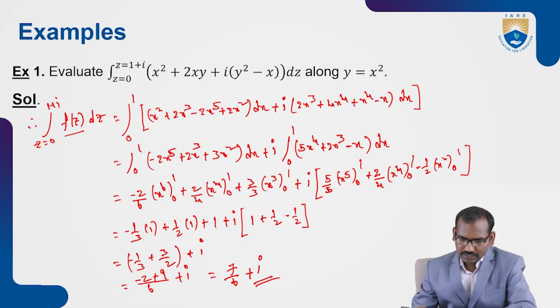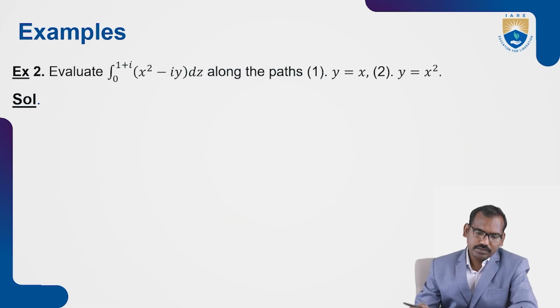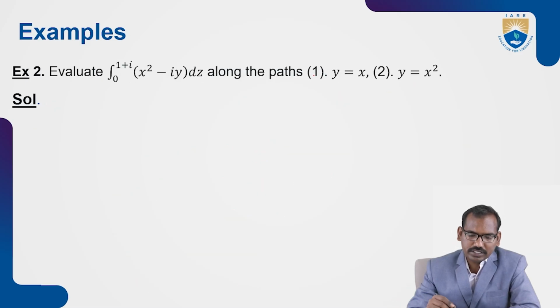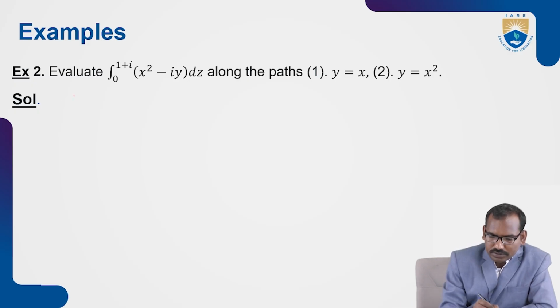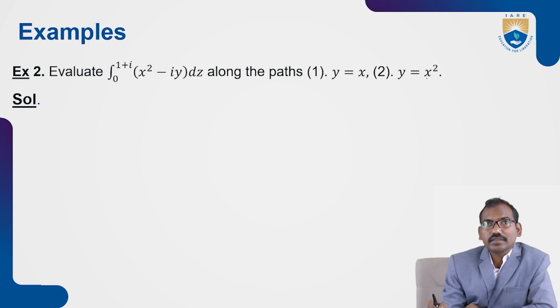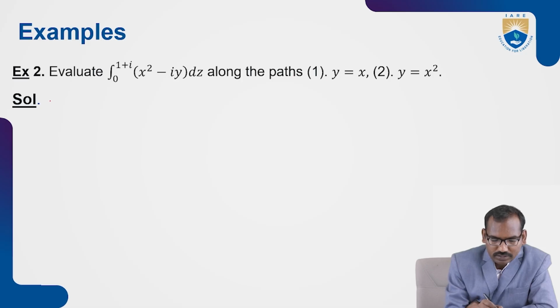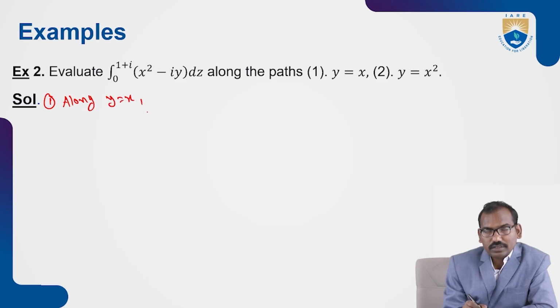Okay. Similarly, you can do integration of this. I will do only the first part, and this I will do. So I am performing for this integral. We need to perform integration from 0 to 1 plus i. Clear? So two paths are given here. Now I am doing integration along the first one, along y is x. What is dy? dy becomes dx only.